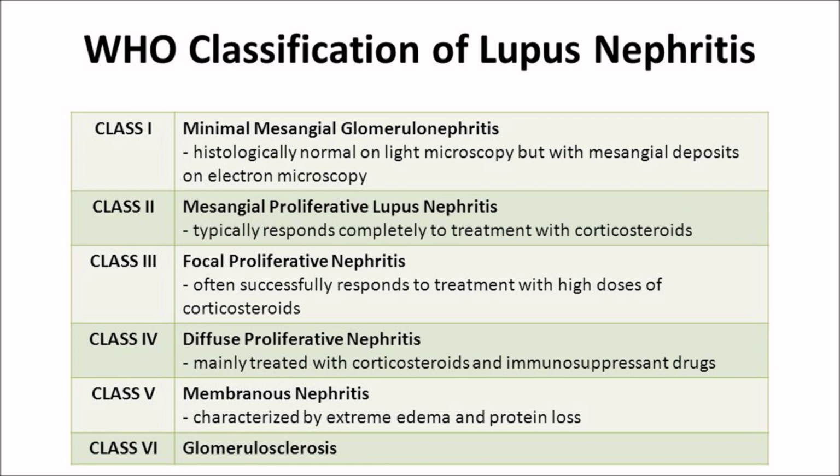It typically responds completely to treatment with corticosteroids. Class third, the focal proliferative nephritis, often successfully responds to treatment with high doses of corticosteroids. Fourth class, diffuse proliferative nephritis, is mainly treated with corticosteroids and immune suppressant drugs. Fifth class is membranous nephritis, characterized by extreme edema and protein loss. And finally, the sixth class is glomerulosclerosis.